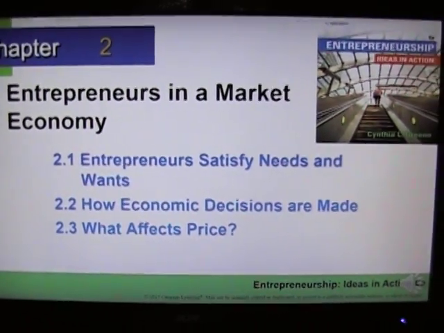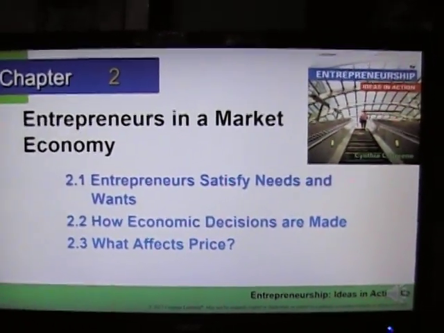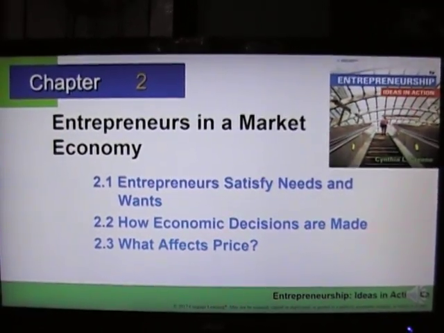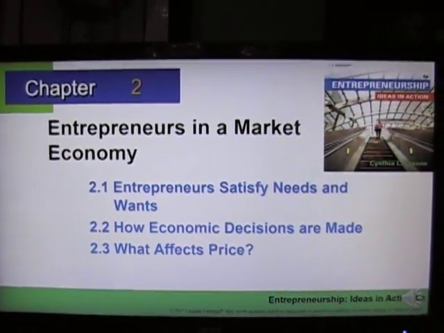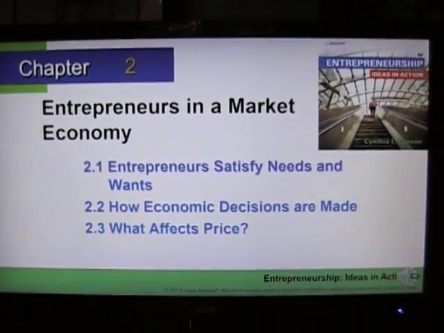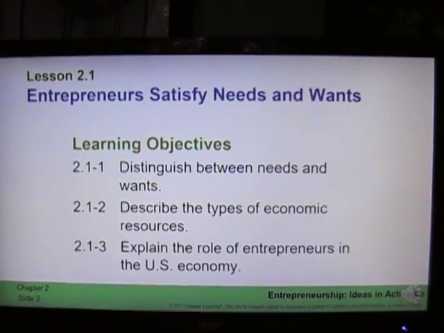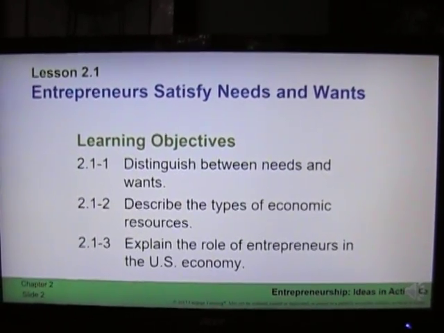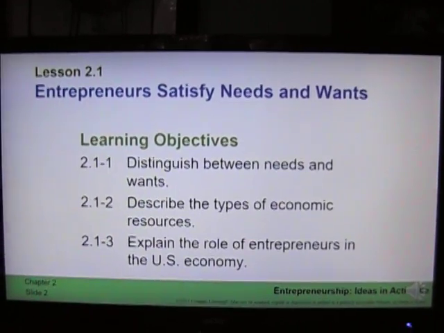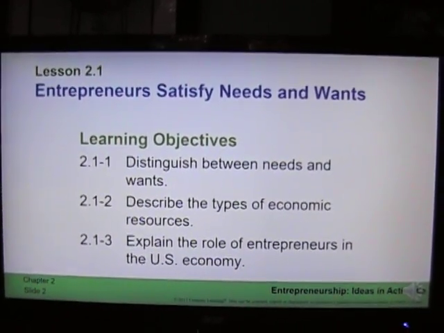Welcome to our first lesson in Chapter 2 in Entrepreneurs in a Market Economy. We're doing 2.1, How to Satisfy the Needs and Wants. First of all, this is our learning objective: distinguish between the needs and wants, describe the type of economic resource, and explain the role of the entrepreneur.